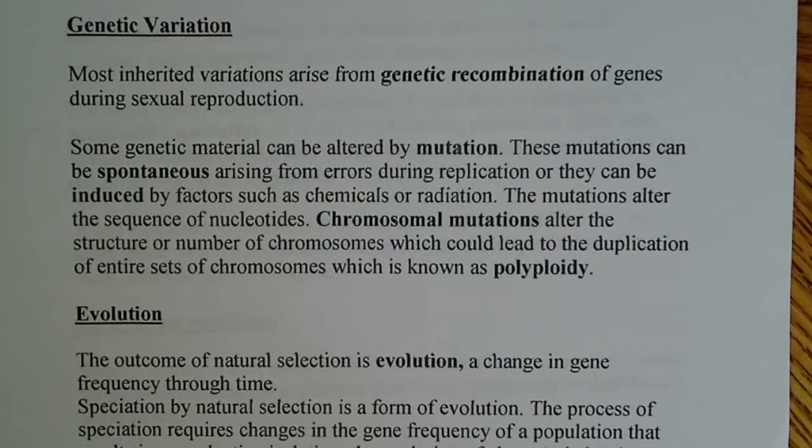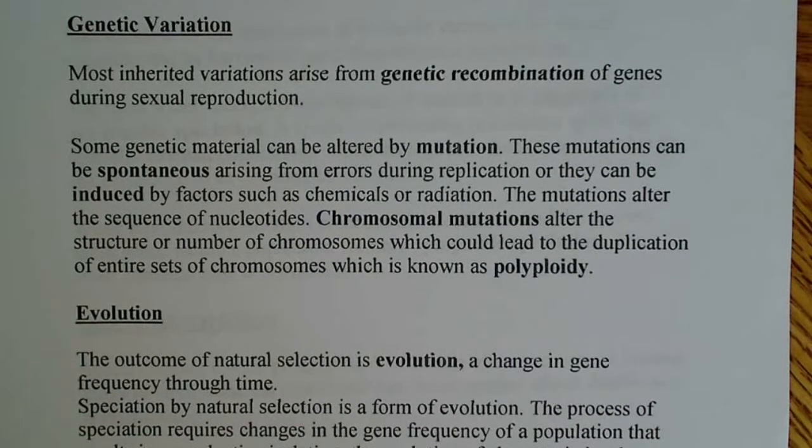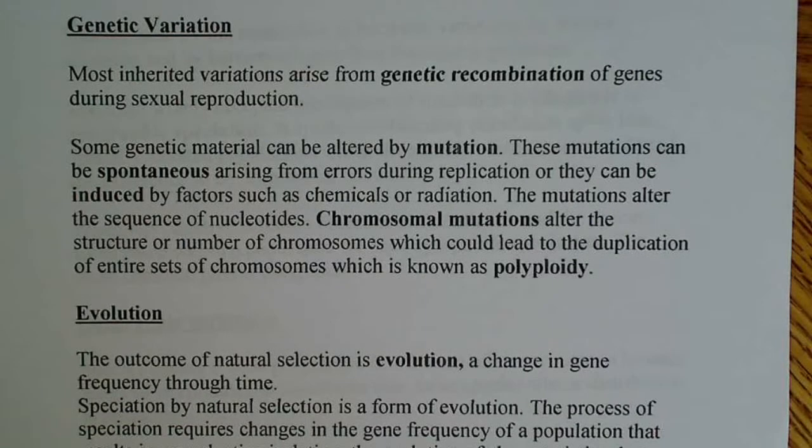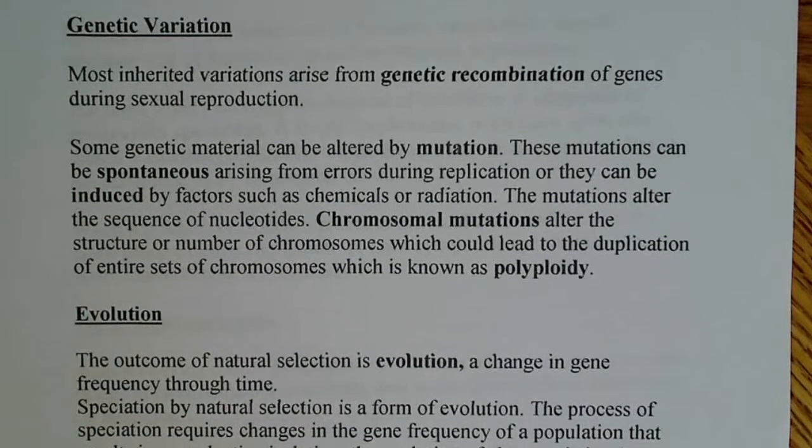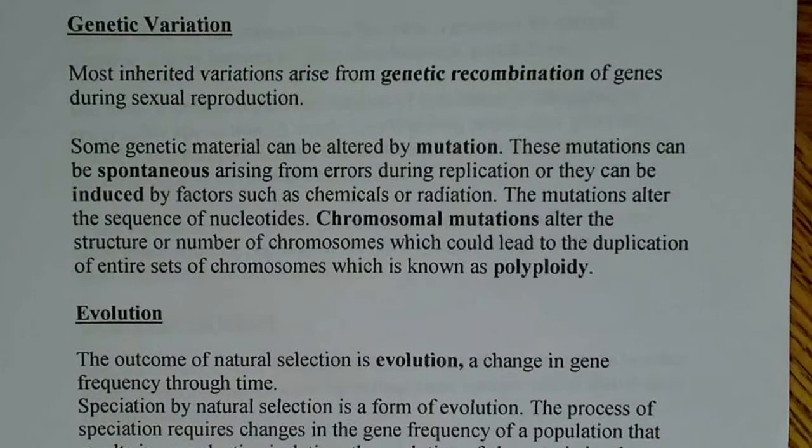So what I said here was they're spontaneous, arising from errors during replication, or they can be induced. And what I mean by induced is that chemical factors or radiation, like UV radiation, is actually one of the things that can induce some mutations. In some cases, ionic radiation can even break DNA apart. So the mutations alter the sequence of nucleotides in some way, and that's what I was saying before.